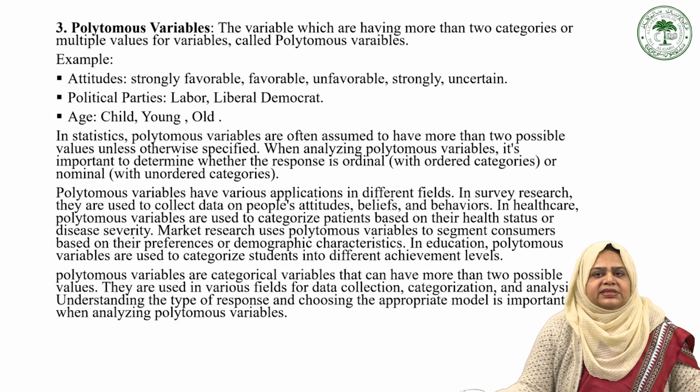In contrast to constants and dichotomous variables, polychotomous variables offer more than two categories or outcomes. These variables allow for a broader range of possibilities, making them suitable for capturing diverse characteristics or opinions. For example, when studying political affiliations, a polychotomous variable could include categories such as Democrat, Republican, Independent, and others. By incorporating multiple categories, researchers can gain a comprehensive understanding of the population's political landscape.